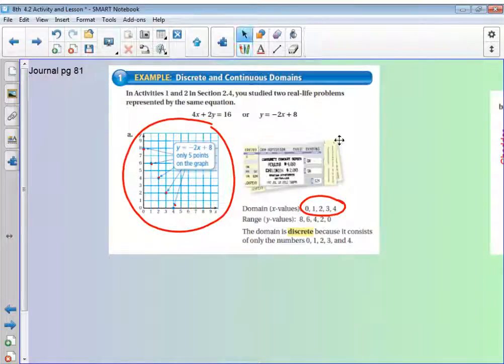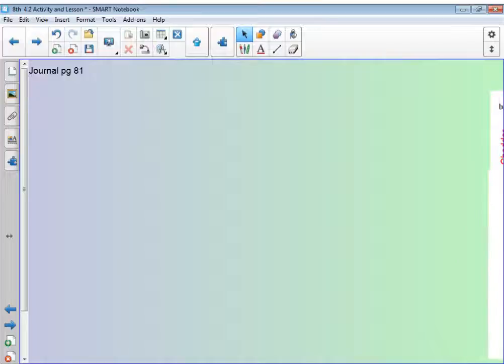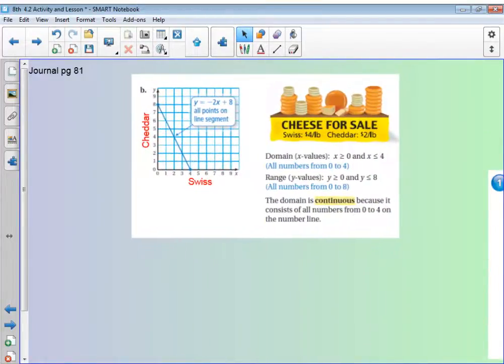Okay, so we're going to go ahead and go over what a continuous domain is. Here's another scenario that we actually worked with back in chapter 2 also.